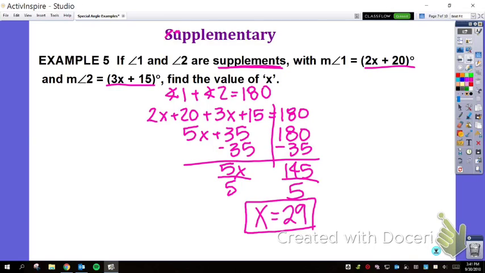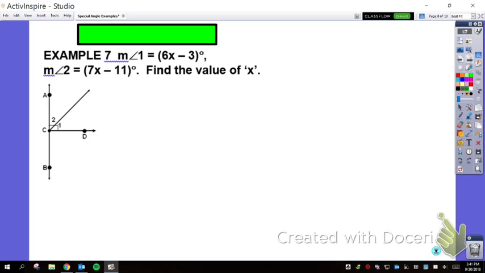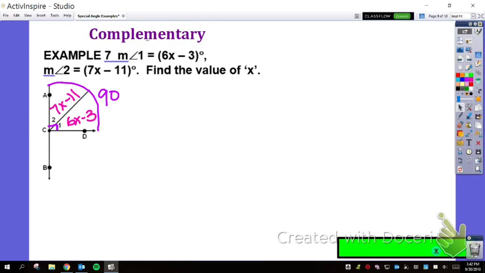The next one we have, example 7, we're going to come back to example 6. It says that the measure of angle 1 is 6x minus 3, and the measure of angle 2 is 7x minus 11. And they want us to find the value of x. Now this one, we have to look at the picture. And we see in our picture that they give us the box, which means that those two angles together are 90, which means that we are using complementary angles here.